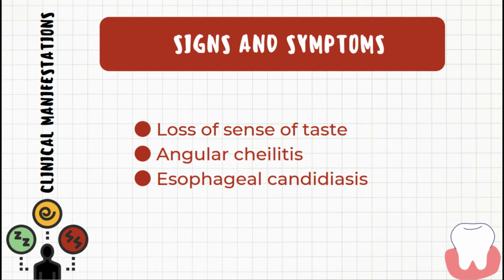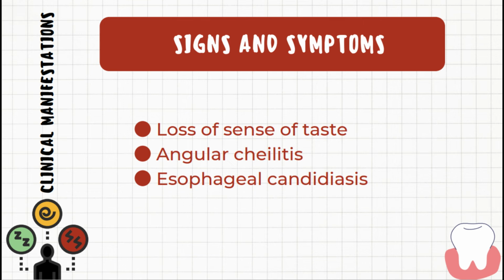Angular cheilitis is a condition that causes red swollen patches in the corners of our mouth. Oral thrush can also coexist with angular cheilitis. Since there is rampant growth of candida in the tongue and also in the cheeks, it would most likely lead to warmth and moisture in the corners of your mouth, which would create the perfect condition for the fungus to grow and multiply.